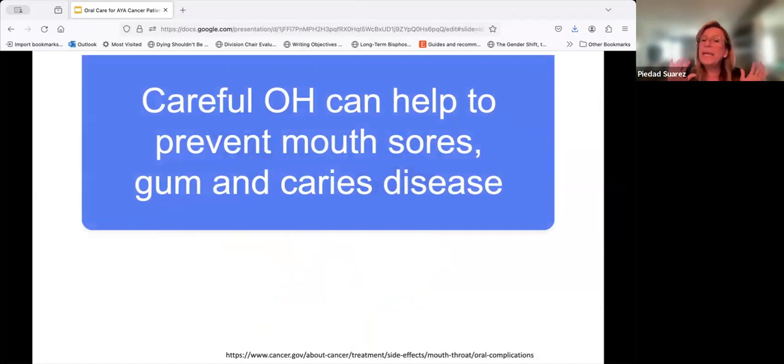So the most important, it seems like, careful oral hygiene can help you to prevent so many things, from mouth sores to gum disease and caries disease. Because again, if we have that dry mouth, all these problems are going to be problematic. And recent studies show that if you have good oral hygiene, all the problems that I have mentioned can decrease significantly.